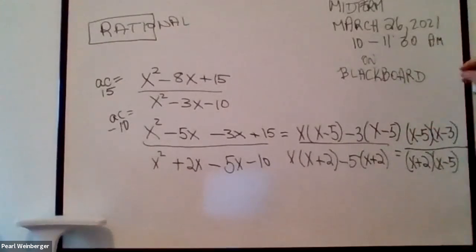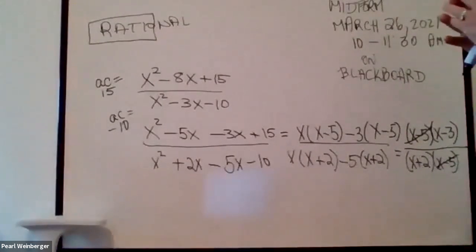You look for identical polynomials, identical binomials. There's an x minus 5 on the top. There's an x minus 5 in the denominator. The binomials have to be identical in order to cancel out, to be a common factor. There's a common factor of x minus 5.